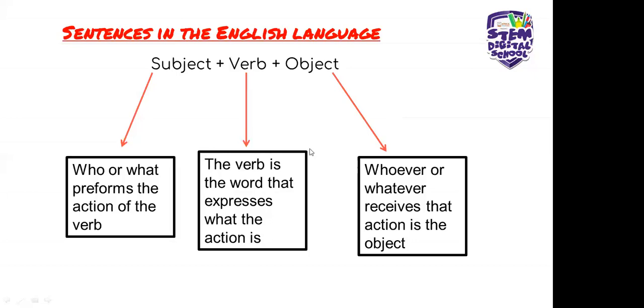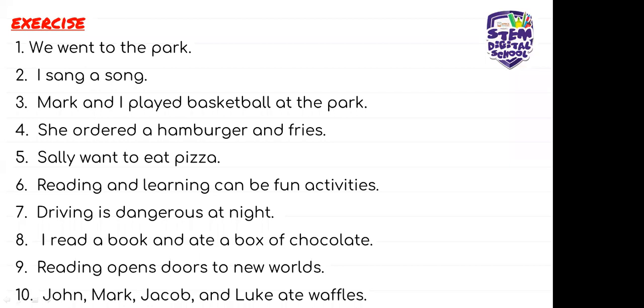Okay, so the next one, this is the exercise I talked about that I want us to do together. Like, we went to the park. This one is the easy one. We is the subject, went is the verb. You see that is an irregular verb: go, went. Okay.